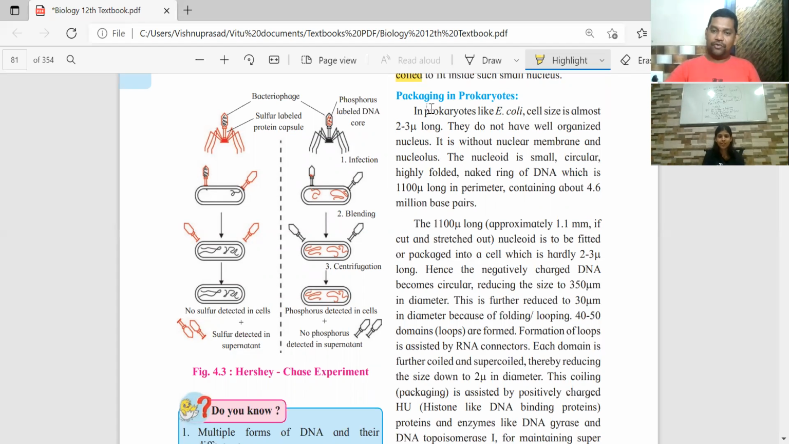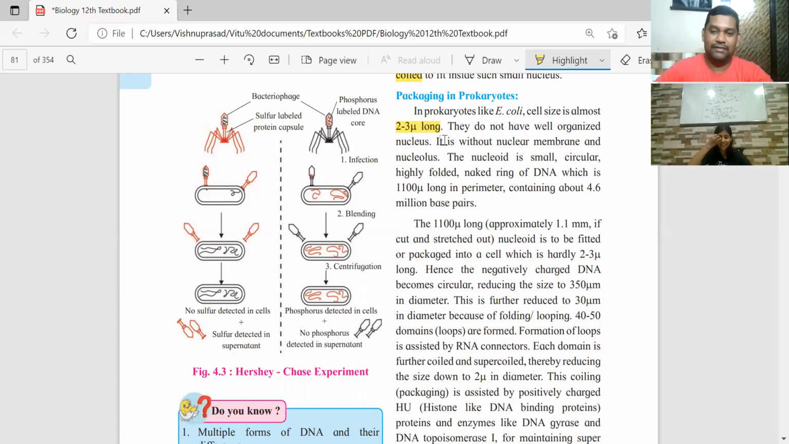Okay, so in the prokaryotic cell, now you know very well, prokaryotes में आएंगे example bacteria. Bacteria and cyanobacteria, they come under prokaryota, that is kingdom Monera. So if you consider a prokaryotic cell like the bacteria E. coli, Escherichia coli, इस बैक्टीरिया के सेल का साइज is approximately 2 to 3 micrometer long. 1 micrometer is 10 raised to minus 6 meter.